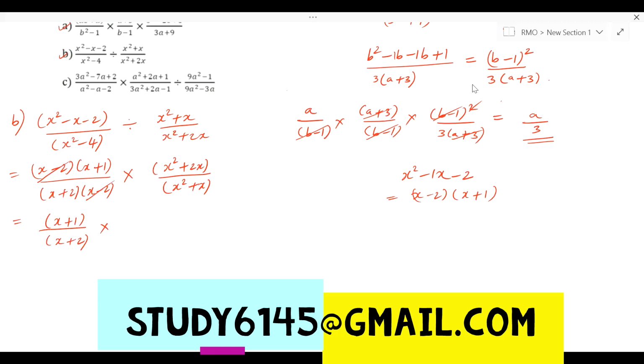So then it will be x plus 2. Good. For the numerator. And for the denominator, we can write x squared plus x. It's x plus 1. Perfect. Good. Okay. So what would be the final step?